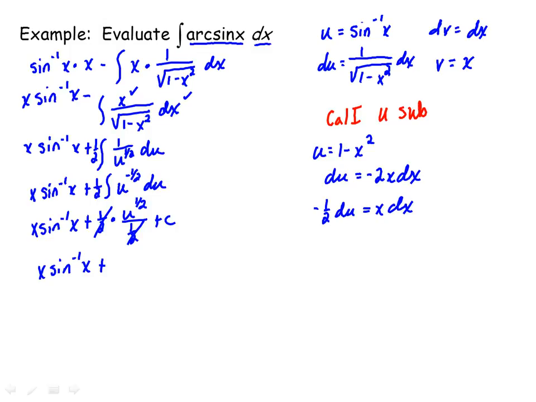but what is u? Okay, don't let me throw you off, okay? I'm going to change my 1/2 back to a radical. Okay with that? And I'm going to go ahead and put my 1 minus x squared back in for u. And you're done.